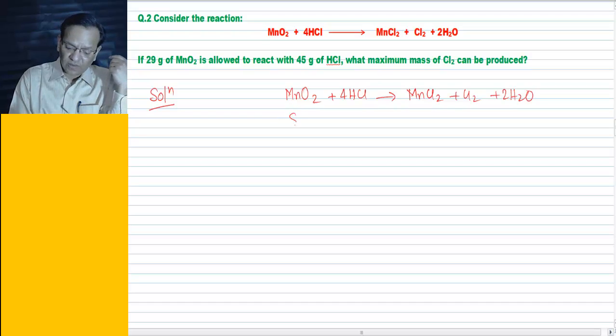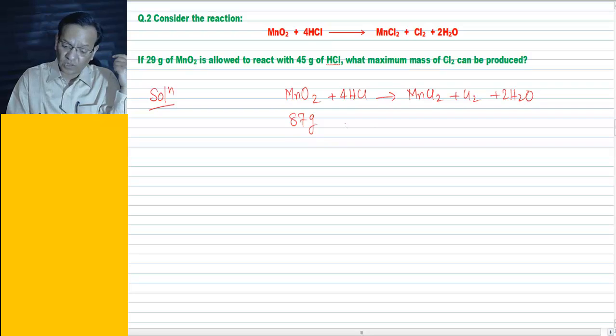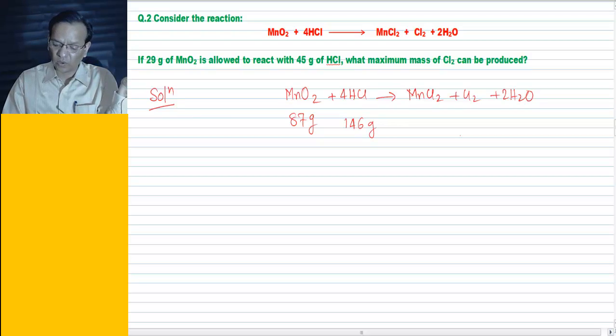So 1 mole of this is 87 gram. 4 mole of HCl will be equal to 4 into 36.5, so 146 gram. And that will give, so we are only concerned with chlorine, so that will give 1 mole of chlorine, which is 71 gram.